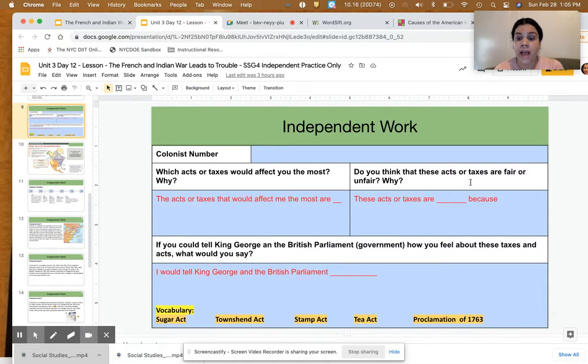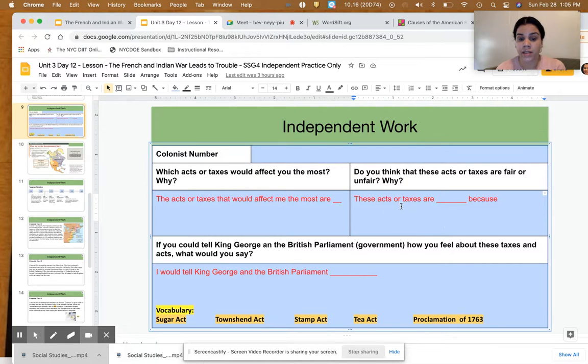Do you think these acts or taxes are fair, unfair, and why? So you're the colonist, right? You're trying to escape a dangerous situation. Do you think the Proclamation of 1763 is fair or unfair? Why? Think about it and then jot your ideas down here. If you could tell King George and the British Parliament or government how you feel about these taxes and acts, what would you say?